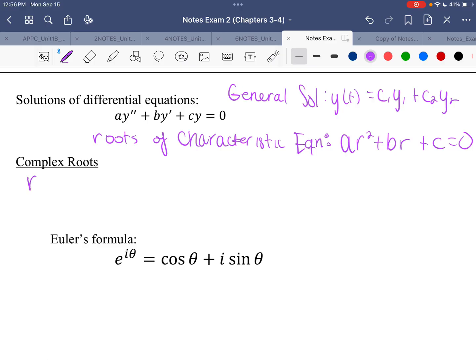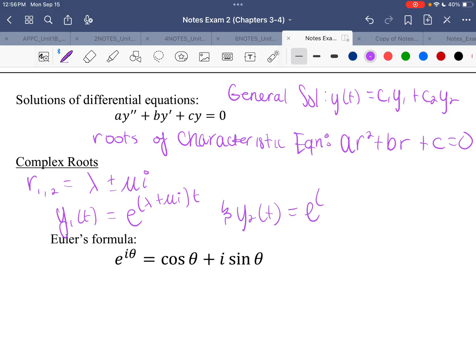So we know we get a complex root when we get a complex solution with lambda plus or minus mu i. So we'd say y1 of t is equal to e to the (lambda plus mu i) t, and y2 of t is equal to e to the (lambda minus mu i) t.